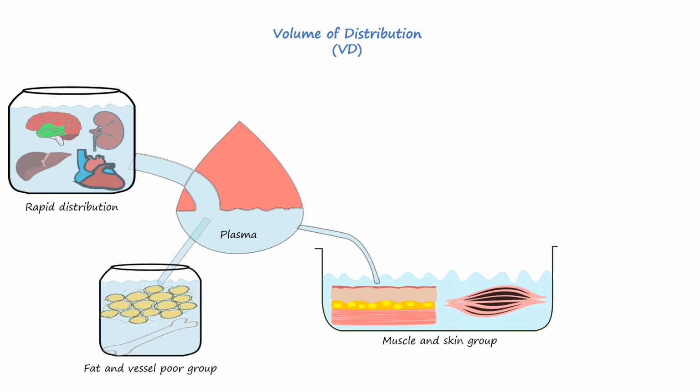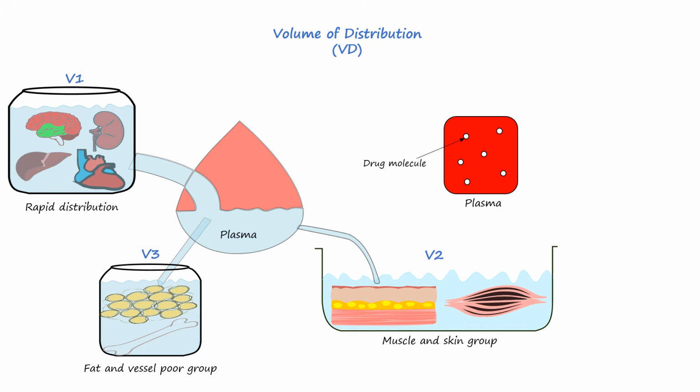In the previous video, we have seen that the drugs from the plasma spread to different tissue groups with varying blood flow and also capacity. These tissue groups represent an apparent volume where the drug must distribute until its concentration in the blood or plasma equilibrates with the concentration in tissues. This volume is called volume of distribution, or VD in short.